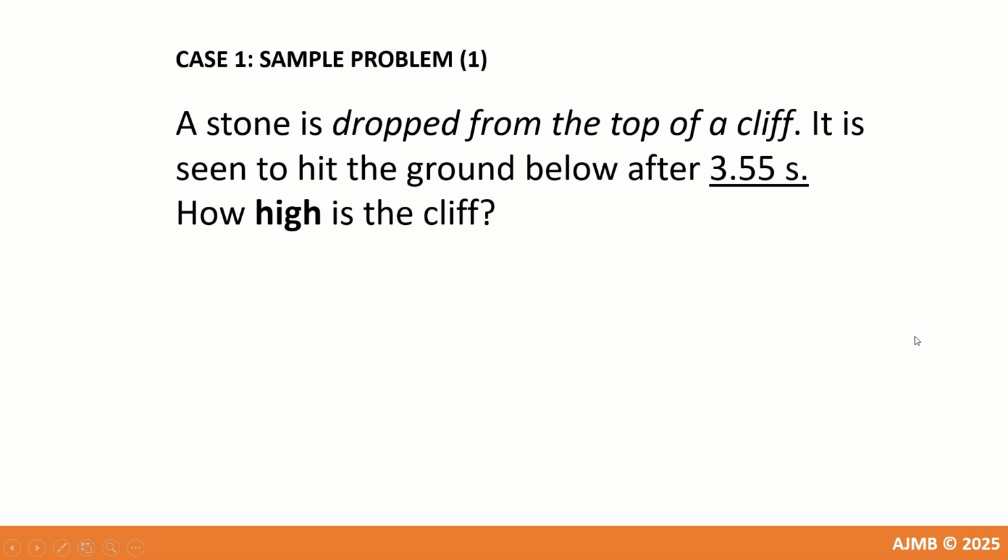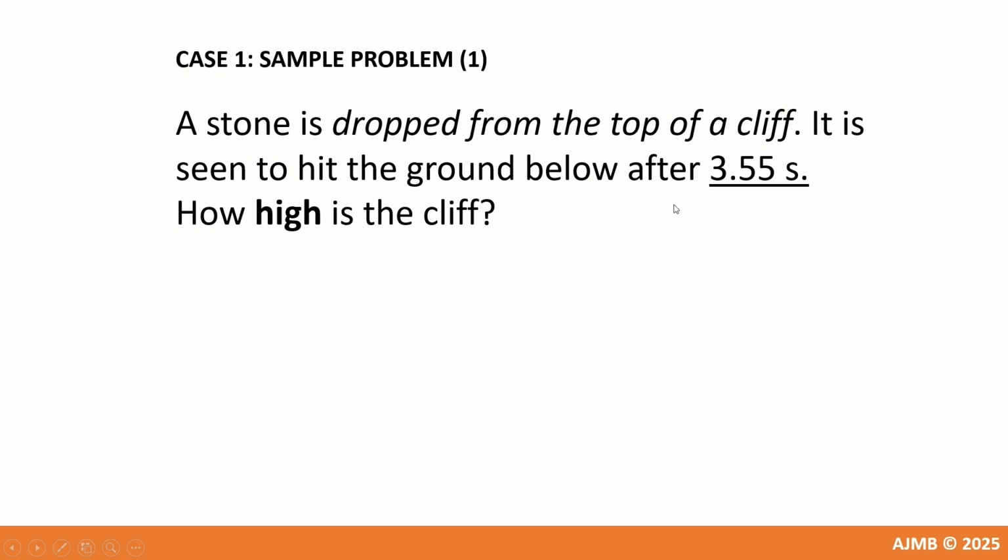So here is a sample problem. A stone is dropped from the top of the cliff. Right in the first sentence, you would usually know what case you are solving. Here it says that the stone is dropped from the top of the building or top of a cliff. So you know that this is case number 1. It is seen to hit the ground below after 3.55 seconds, which is the time it takes for the stone to travel from point A to point B, 3.55 seconds. So you are asked to get the height of the cliff.